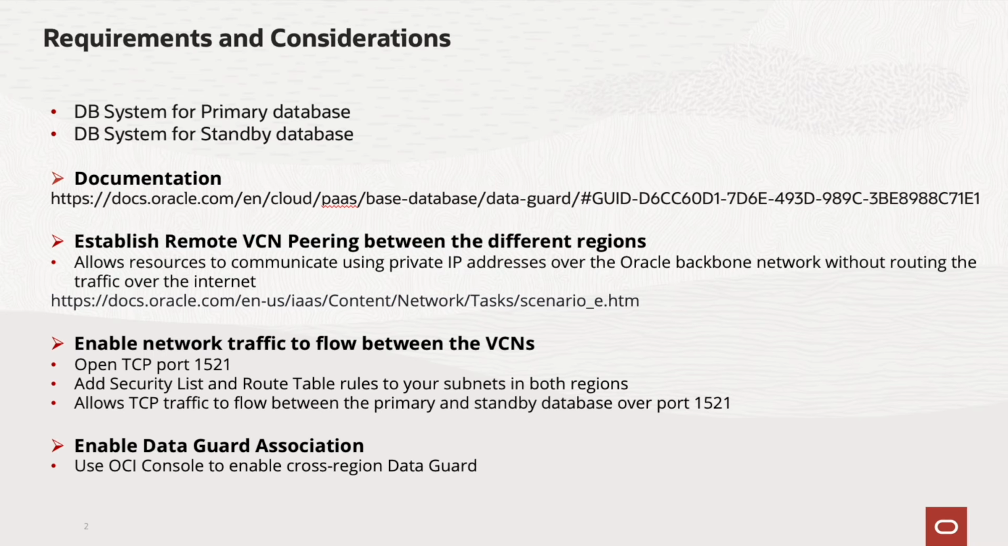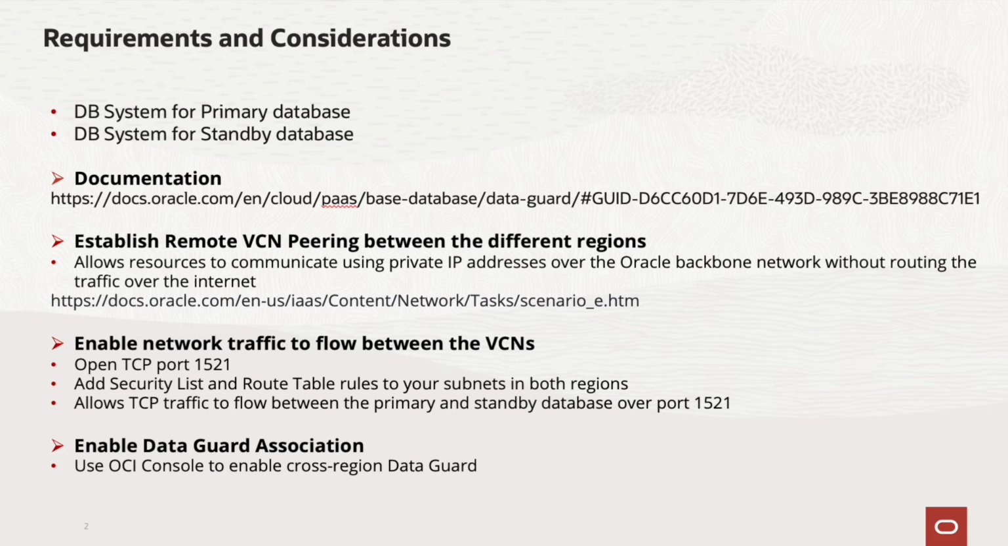A DataGuard implementation requires two DB systems, one containing the primary database and one containing the standby database. When you enable DataGuard for a database, a new DB system with the standby database is created and associated with the primary database. Refer to the link here for prerequisites and general information. The documentation also mentions additional requirements on some known issues. Now, specific to cross-region DataGuard, here are some important requirements.